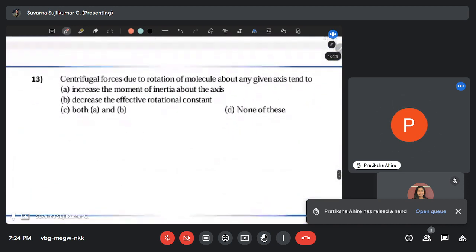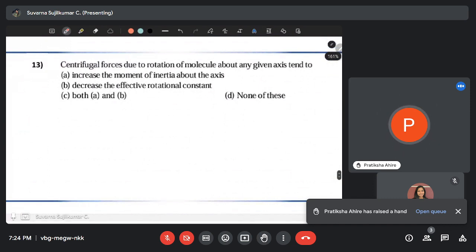Next question. Centrifugal forces due to rotation of a molecule about any given axis tend to: increase the moment of inertia about the axis, decrease the effective rotational constant, both A and B, or none of these. So the centrifugal force due to rotation of the molecule about any axis, what will it do to the moment of inertia or the rotational constant? Here they asked about the moment of inertia and here about the rotational constant B.